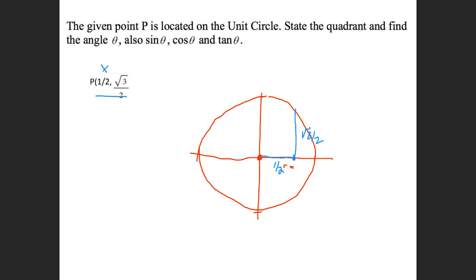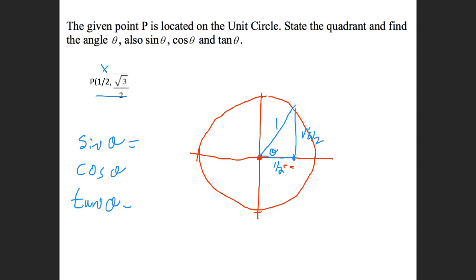Then you draw your radius in. What is your radius? 1, because it's the unit circle. So my radius is 1. Here is my reference angle. So now it asks me to find the sine of theta, cosine of theta, tangent of theta.